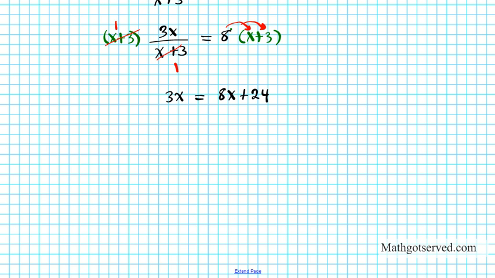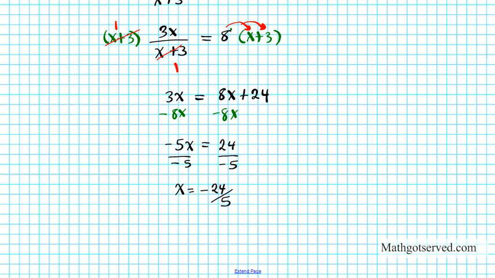Next I'll subtract 8x from both sides. Subtract 8x, subtract 8x. So we'll have negative 5x equals 24. Divide both sides by negative 5, and we'll have x equals negative 24 over 5.